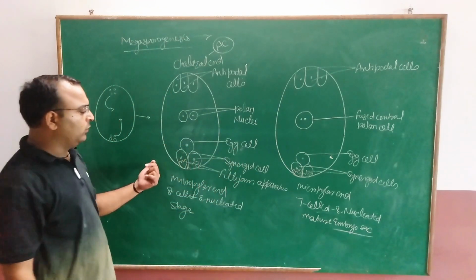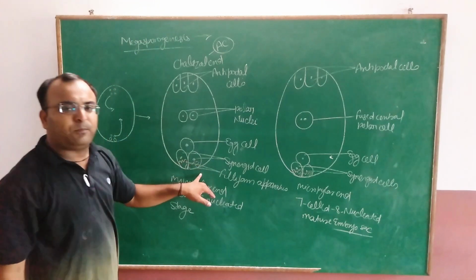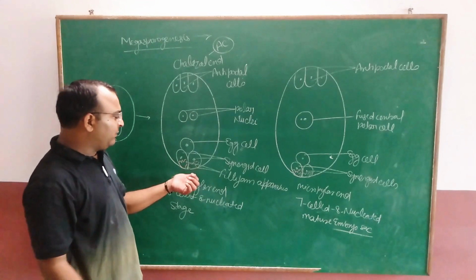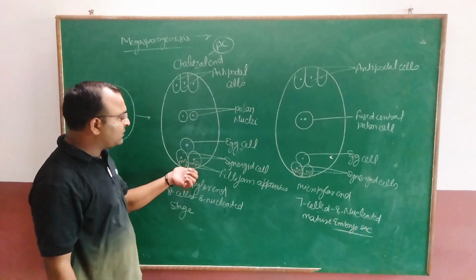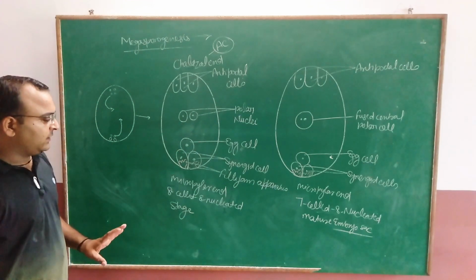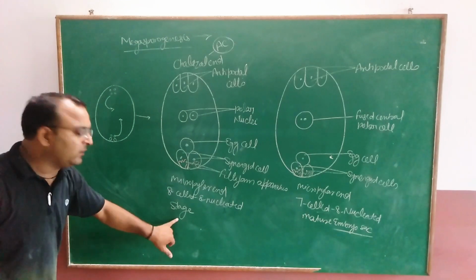And last time I told you, what is the function of the filiform apparatus? They guide the pollen tube, so that the pollen tube which carries the male gamete will reach, and the male gamete will reach toward the egg cell and the centrally placed 2 polar nuclei. Is it clear? This stage is known as the 8 cell, 8 nucleated stage.